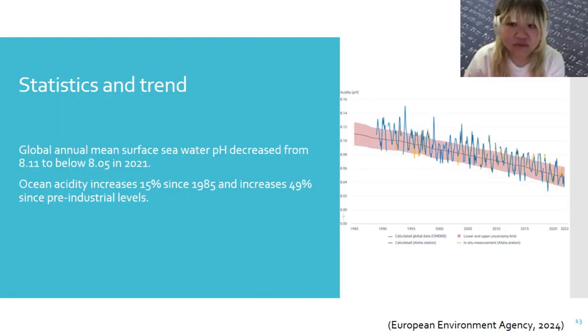And for the next page, there's a graph you can see with a continuously dropping level, which is the global annual mean surface seawater pH level. It decreases from 8.11 to below 8.05 in 2021, and the ocean acidity has increased 15% since 1985 and 49% since pre-industrial levels.